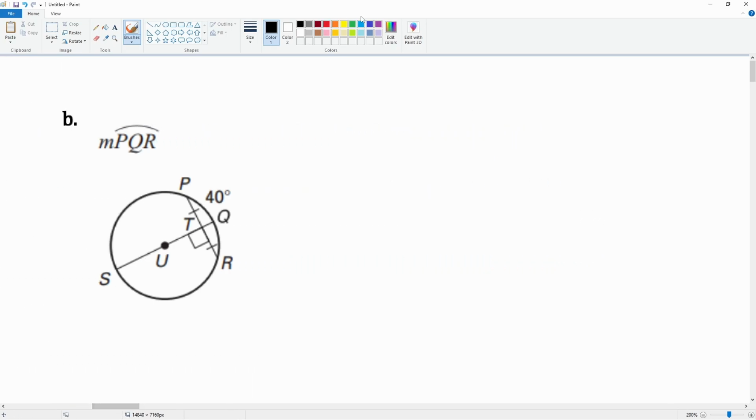Next, here we're asked to find the arc measurement of PQR. Well, we know that the arc PQR is an addition of arc PQ, which is right here, plus the arc QR. And we know that PQ is 40. Do we know what QR is? Actually, it's also 40. Why is that?